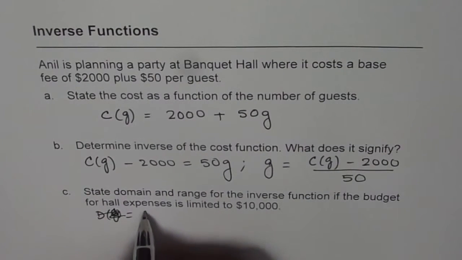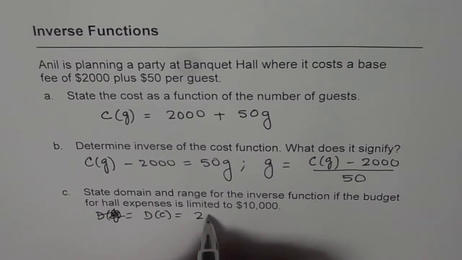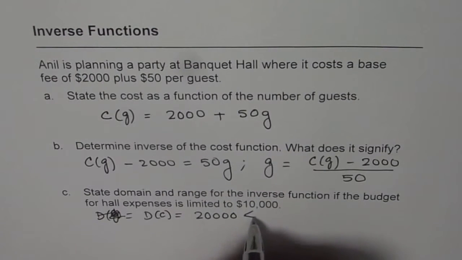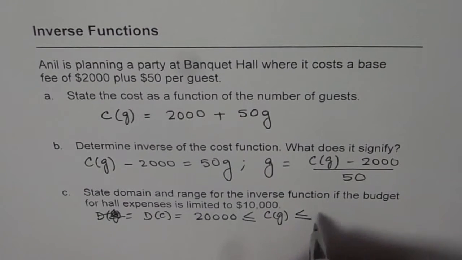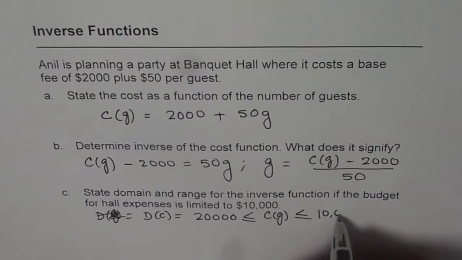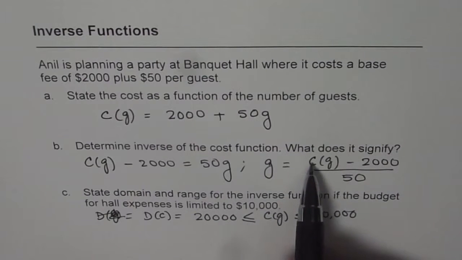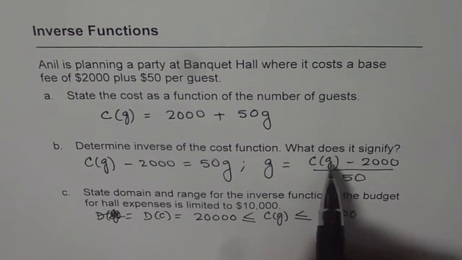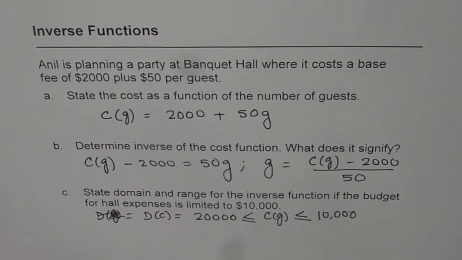So the domain as a cost is equal to minimum 2,000 and maximum of 10,000, correct? So that is the domain. How to find the range? To find the range, we should find the maximum number of guests. So we can replace total cost by 10,000 and find the value of G. Okay, so let's do that part.